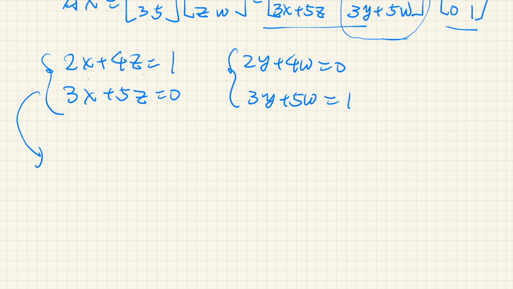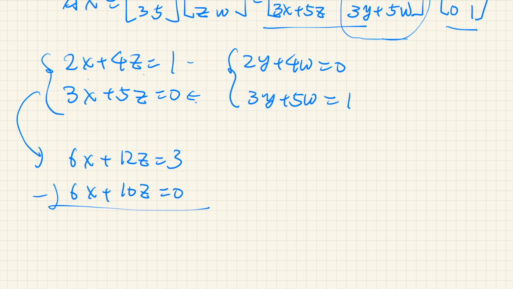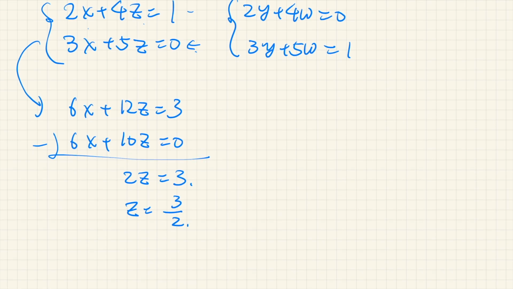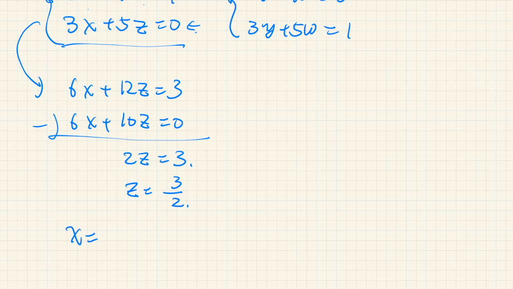For this one, let's multiply this by 3, so we get 6x plus 4 times 3 is 12z equals 3. Multiply this second one by 2, we get 6x plus 10z equals 0. Let's subtract both sides. We have 2z equals 3. So z is equal to 3 over 2. And from this one, x is equal to negative 5z over 3. So negative 5 over 3 times 3 over 2. That's negative 5 over 2.